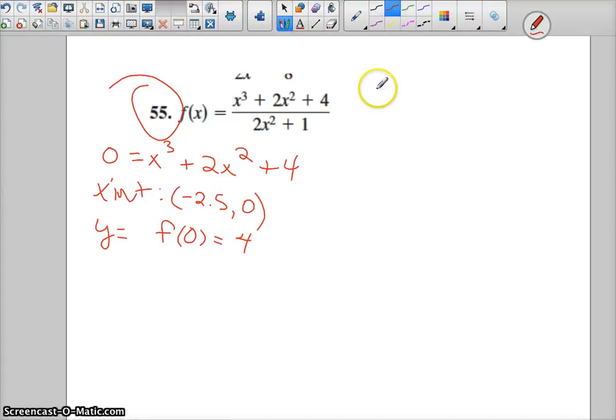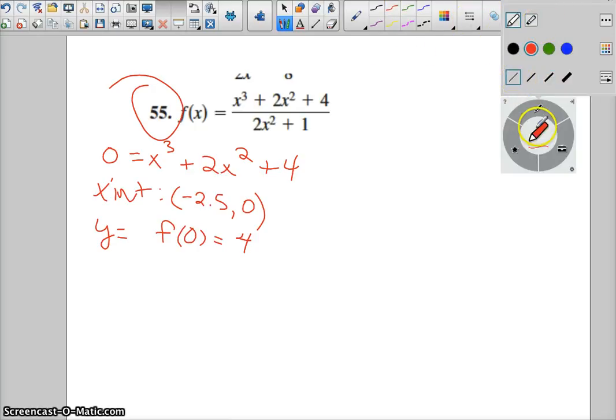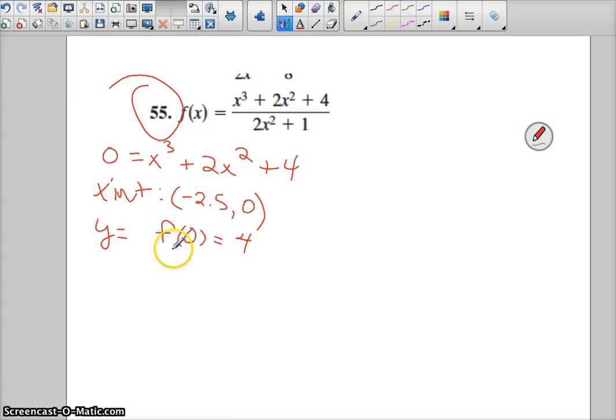This is problem number 55 from section 2.7 where we have been graphing rational functions. So in class today we left off with this function. We found the x-intercept, the y-intercept, and now let's go through the process to find the asymptotes.